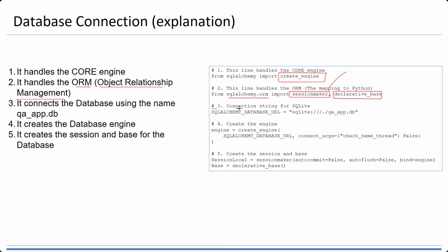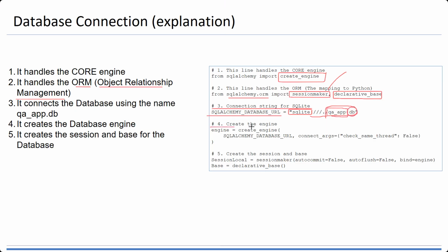And the next is the connection string for SQLite. For the connection, you need to define that I'm using SQLite. As I mentioned, PyCharm already has a built-in SQLite. And for this SQLite, I'm going to create a DB name. Let's suppose the DB name is QA. QA means question and answer. And it is qa_app.db. DB is the database.